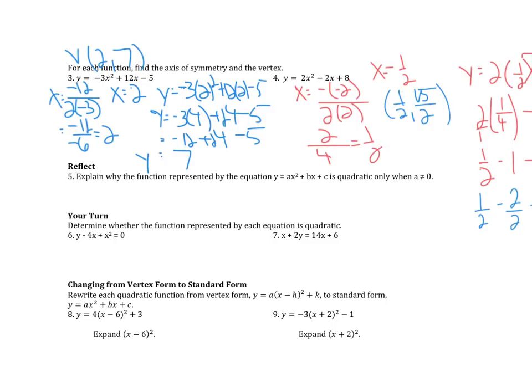All right, so one to think about. Explain why the function represented by the equation y equals ax squared plus bx plus c is a quadratic only when a does not equal 0. So another way to think of that question, and maybe this will help you with your response, is what would happen if a does equal 0? All right, your turn here on number 6 and 7. Determine if those are quadratics or not. Again, be ready to give your reason when you come back into class.